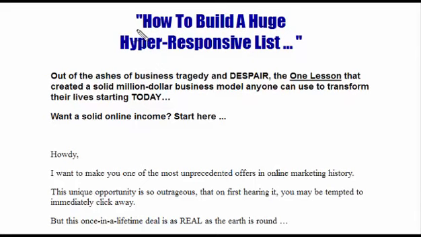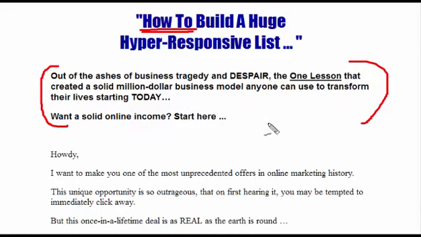Okay, now my headline was very simple: how to build a huge hyper-responsive list. I decided to just go with the simple headline because I wanted the letter to read almost like a report and not sound too hypey. So I didn't go for those long, amazing, get up in the morning, make $1 million headlines. It's a simple how-to headline, one of my favorite and most effective headlines: how to build a huge hyper-responsive list.